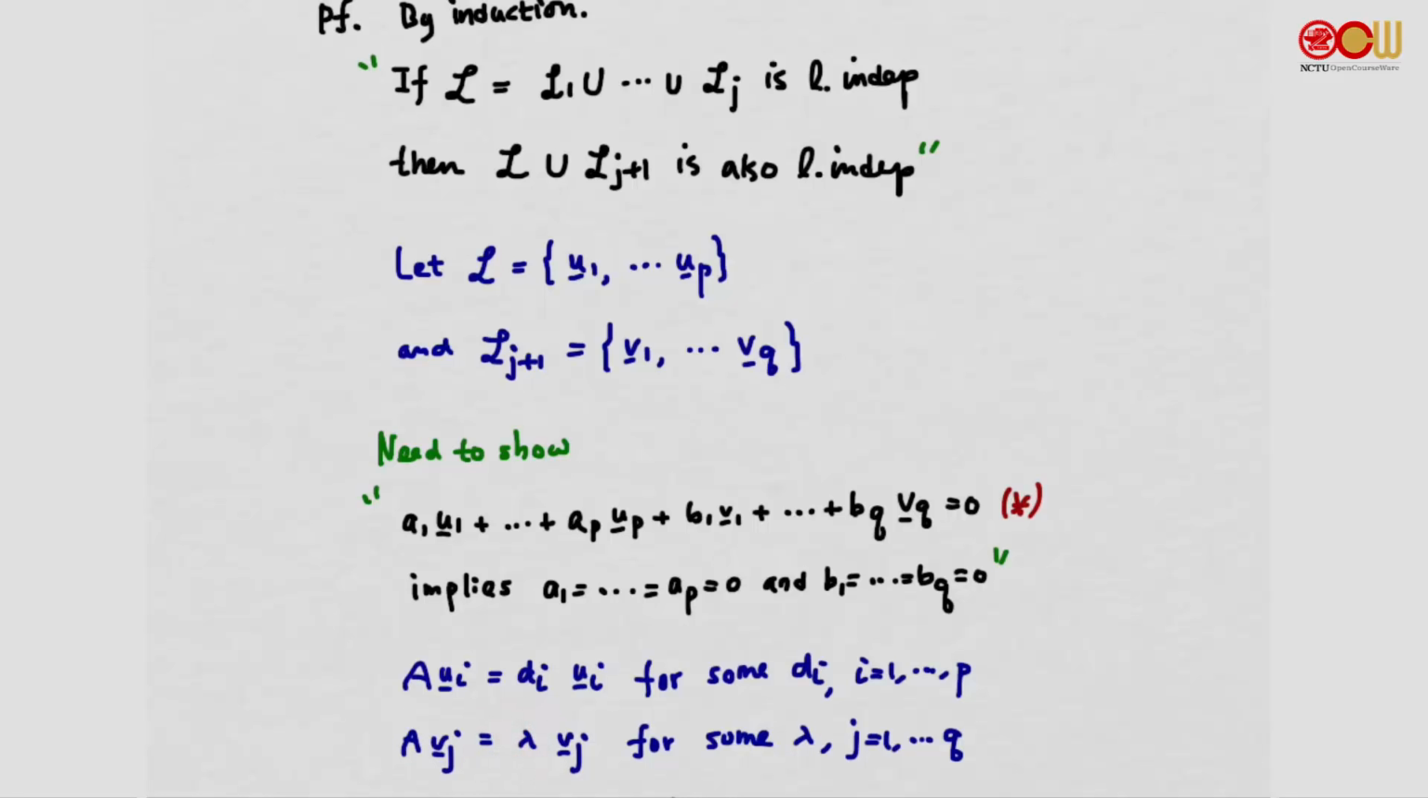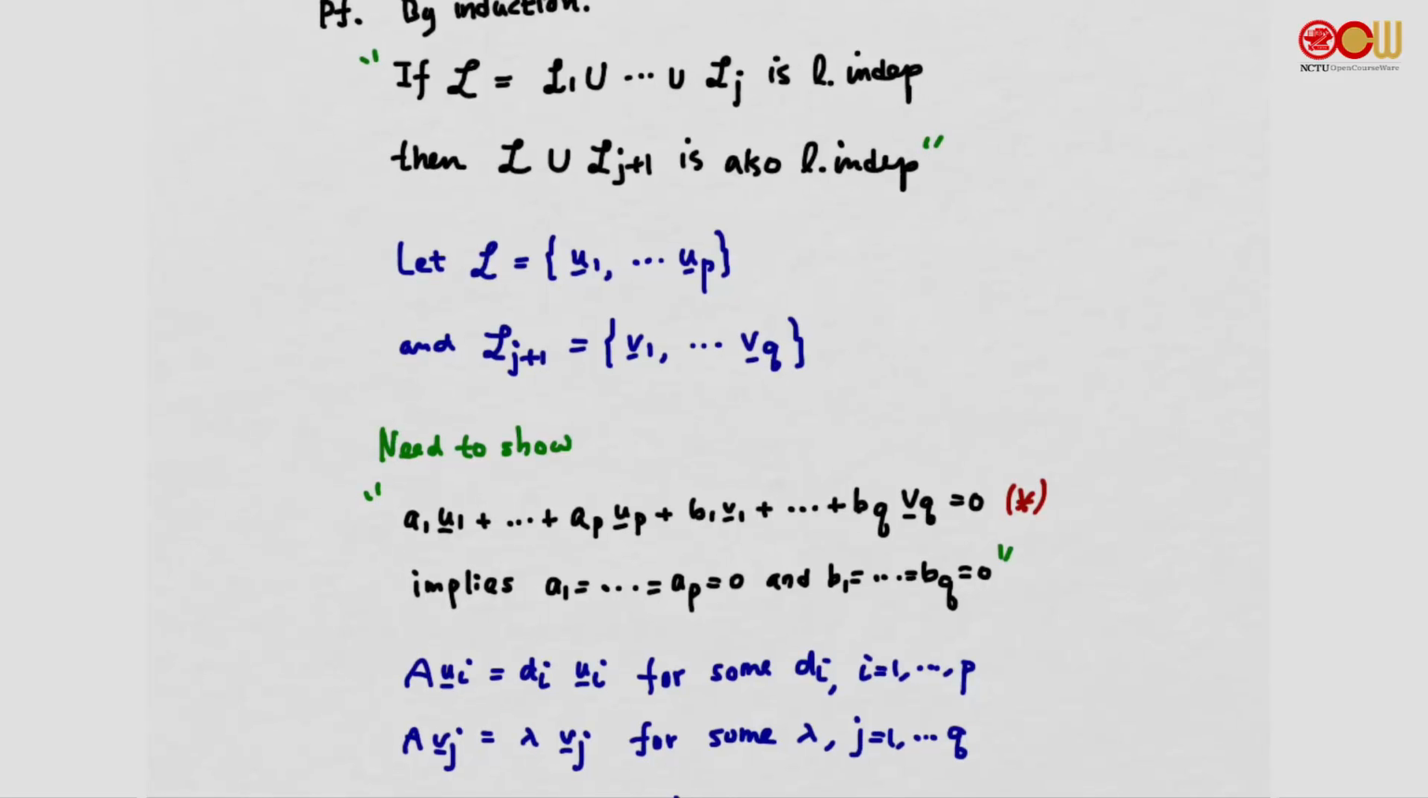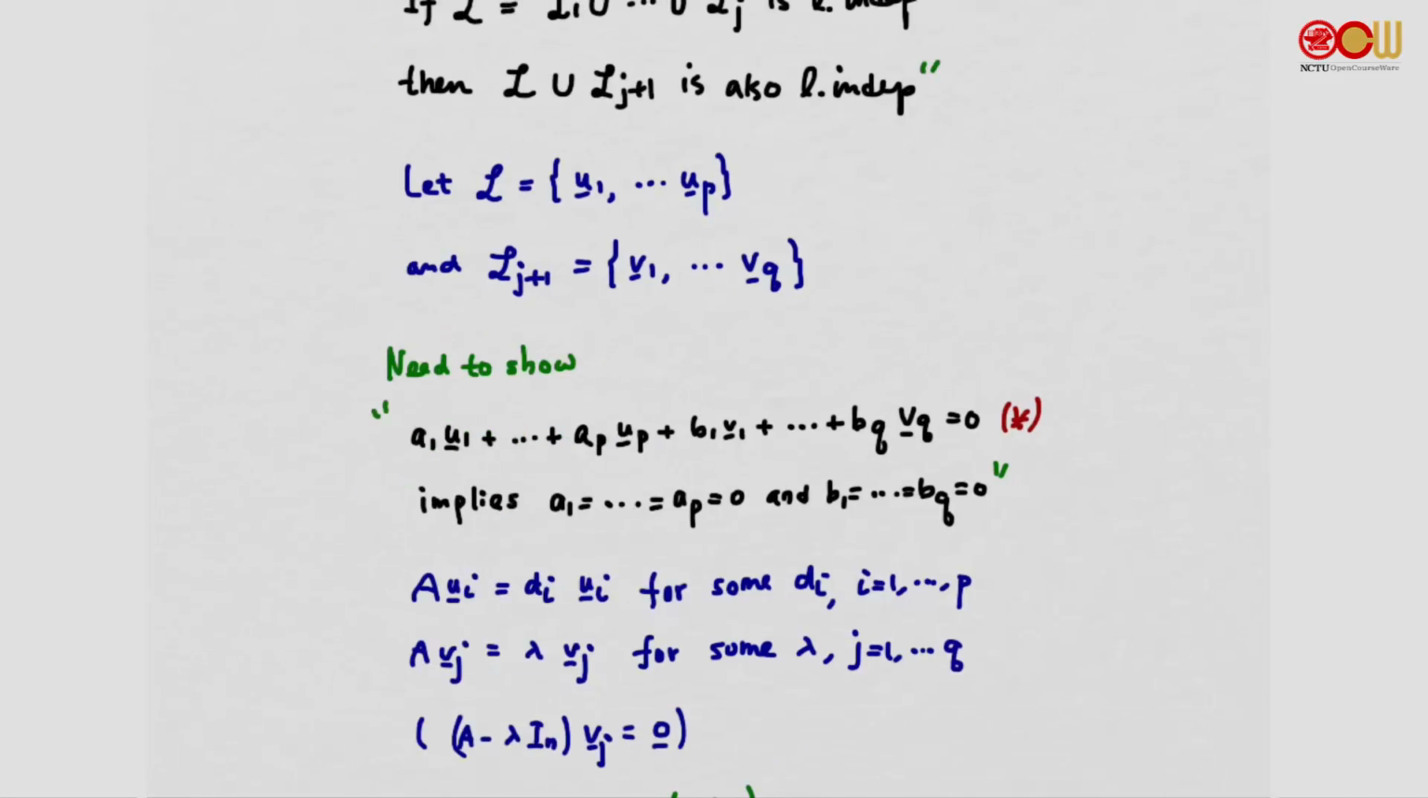This lambda is the same for all V1 to Vq. So these are the facts that we know about U vectors and V vectors. Let's try to use these properties to show that they are linearly independent. These Vj are eigenvectors of A with eigenvalue lambda. So this is the same as saying that Vj is in the null space of A minus lambda identity.